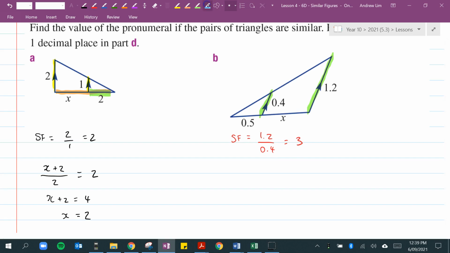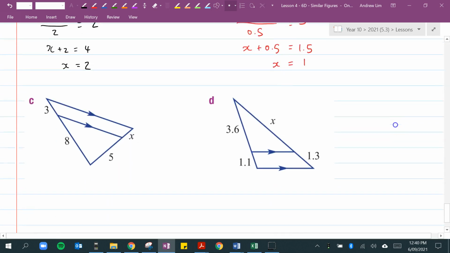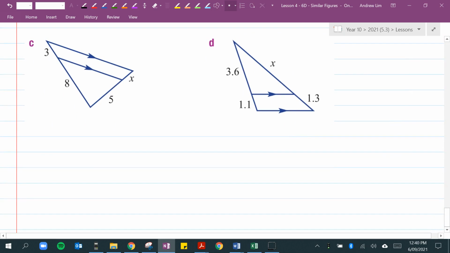And therefore, I can now use this over this, because they correspond with each other, and that's going to equal 3 as well. So we've technically got x plus 0.5 over 0.5. It's going to give us a scale factor of 3, or a ratio of 3. X plus 0.5 is therefore equal to 1.5, and x is therefore equal to 1. Okay. Pause the video, have a go with questions C and D.